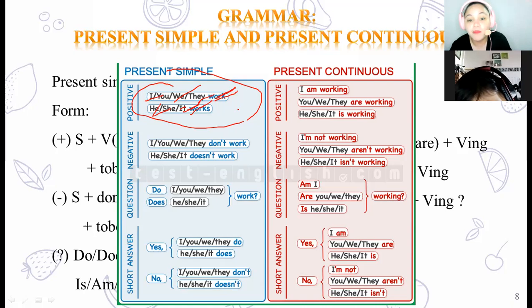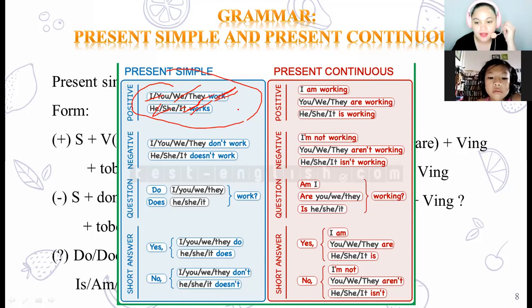Okay, example: I am working. You are working. We are working. They are working. He is working. She is working. It is working. Okay, how about you? Make an example, Anna.